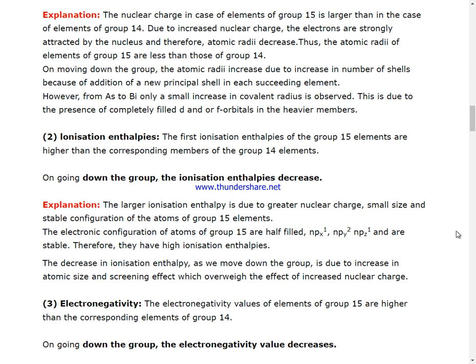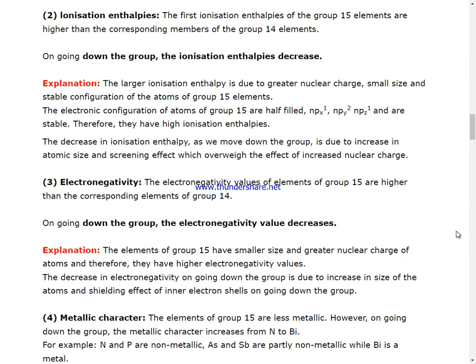Ionization enthalpies. The first ionization enthalpies of the group 15 elements are higher than the corresponding members of the group 14 elements. On going down the group, the ionization enthalpies decrease. Explanation. The larger ionization enthalpy is due to greater nuclear charge, small size, and stable configuration of the atoms of group 15 elements. The electronic configuration of atoms of group 15 is half-filled, npx1, npy1, npz1, and is stable. Therefore, they have high ionization enthalpies.